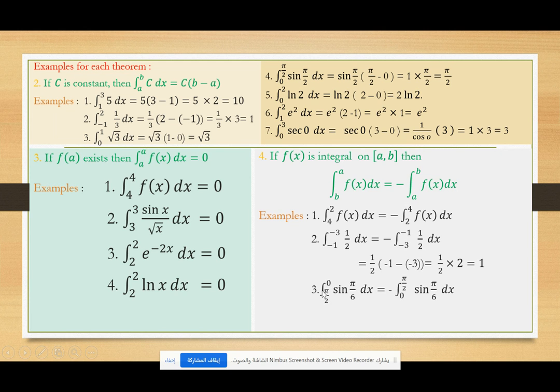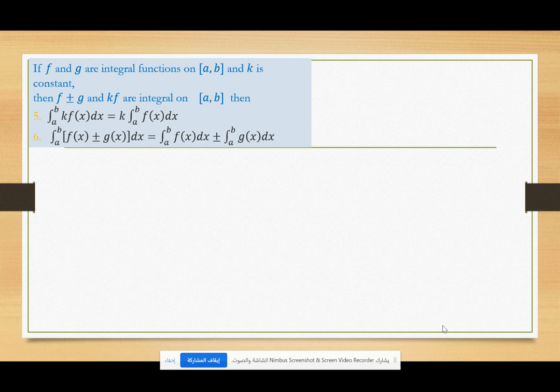Example 3. The integration from pi over 2 to 0. You can see that from bigger to smaller, it is not allowed, for sine pi over 6 dx. That means you are going to take a negative as a common factor and switch the limits of the integration from the smallest to the biggest and keep the function as it is, sine pi over 6 dx. Let's go back to theorem number 2 and apply it again like we did in example 4. Take it outside as it is and multiply it by b minus a, pi over 2 minus 0. Half multiplied by pi over 2 minus 0, after you multiply numerators together and denominators together, you will get pi over 4. Now we can go to theorem number 5 and understand it.